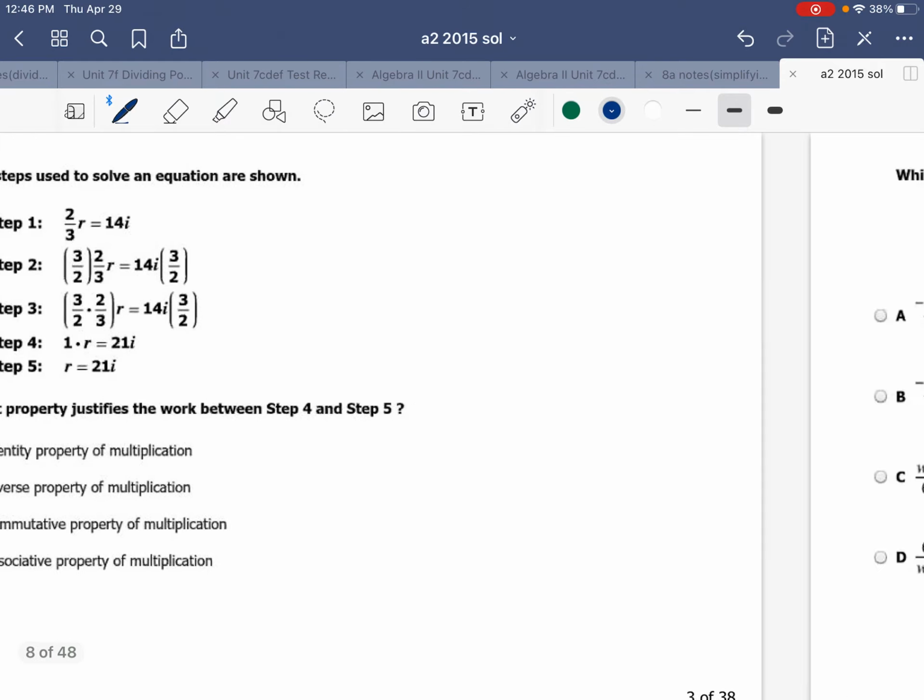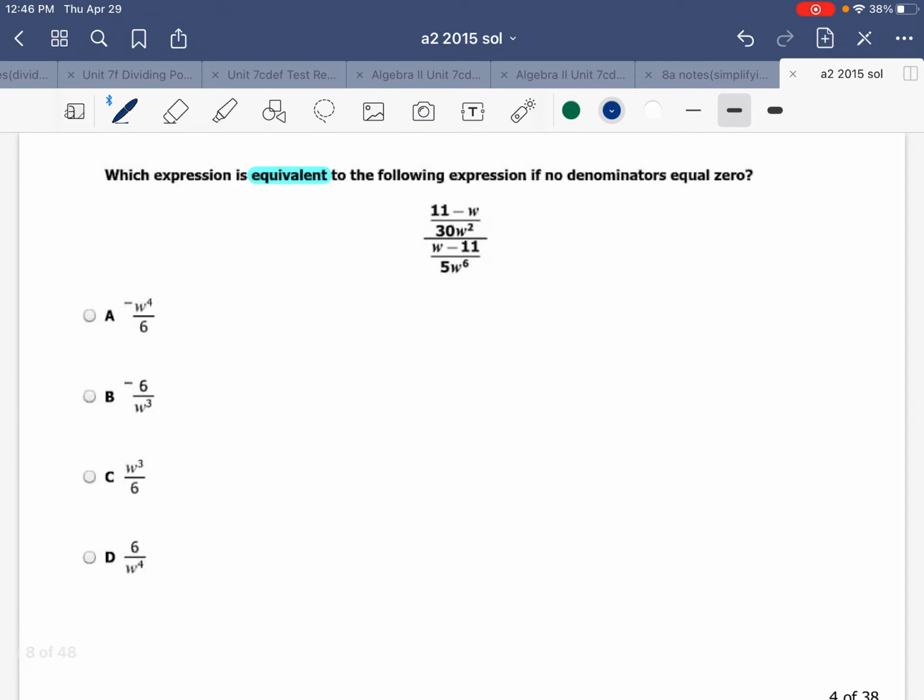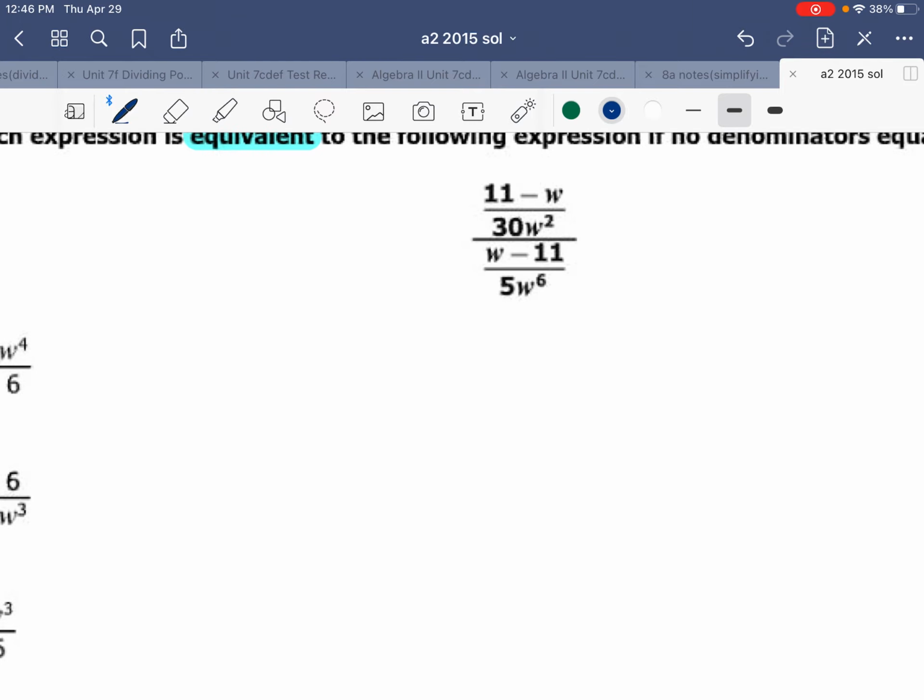Here's another one. There's a lot of equivalent problems on the test. This one in particular I want to do. It's a rational problem. We haven't done these in class, but I'd like you to try this on Desmos. So first thing you notice is, where is the biggest division line? Biggest division line is right here in the middle. When you're working with Desmos, that has to be where the division line is.